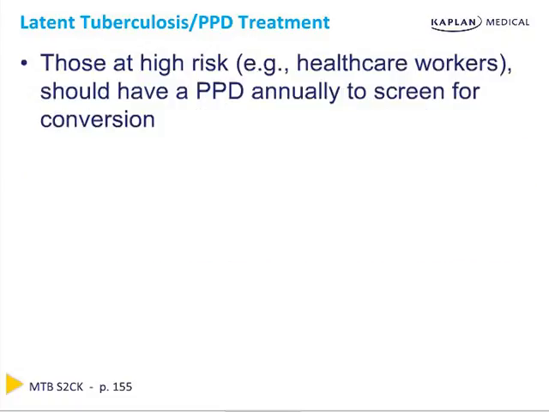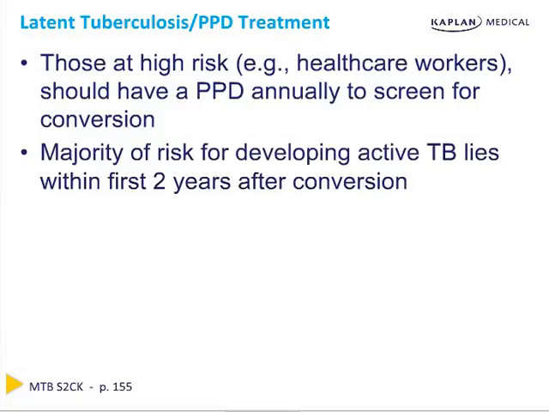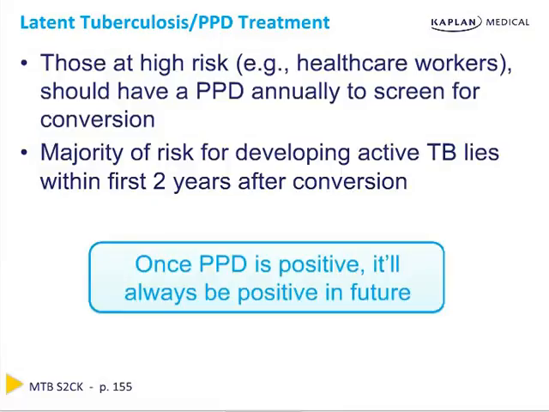Those at really high risk, such as healthcare workers, should have a PPD annually in order to screen for conversion to a positive PPD and therefore for TB exposure. The majority of risk for developing active TB actually lies within those first 2 years after conversion. Once the PPD is positive, it will always be positive in the future.